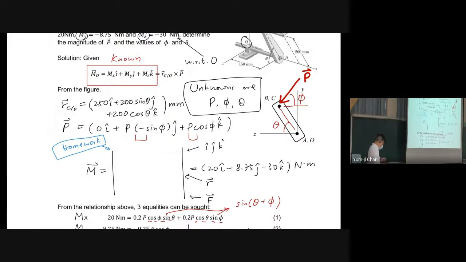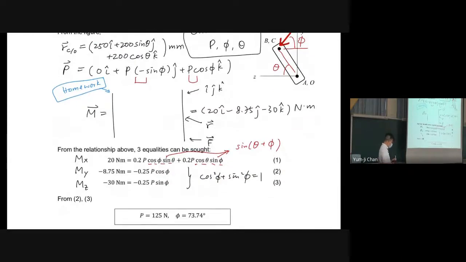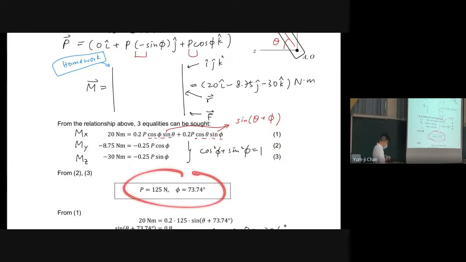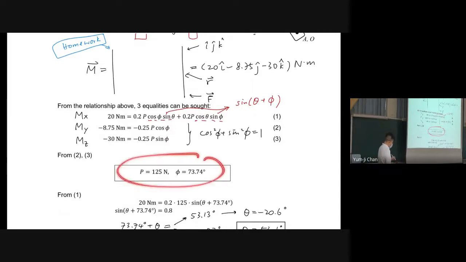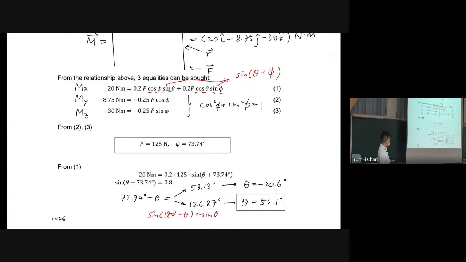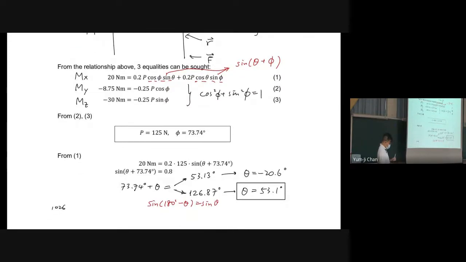Now we get these three equations, and from equations 2 and 3 you will know P and phi, and after you know P and phi, you can get theta. There's a little trick here: there are two values for phi, and only one of them is the one we want. These are the things we did on Tuesday.